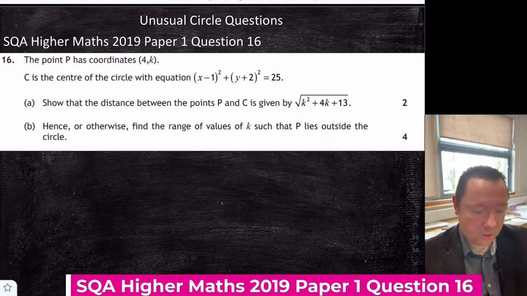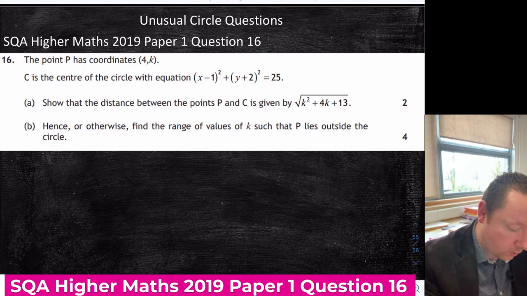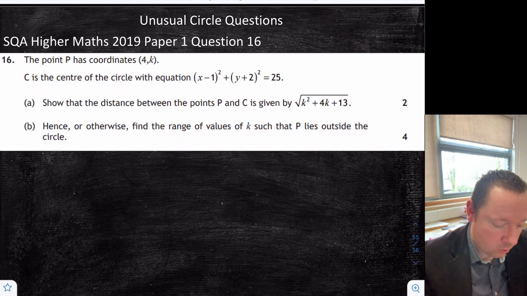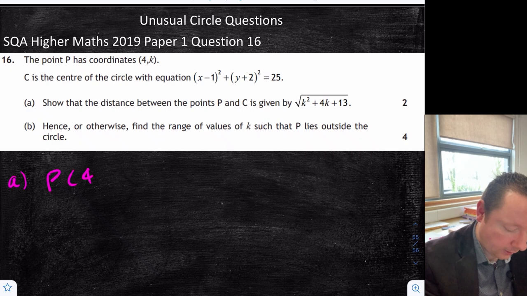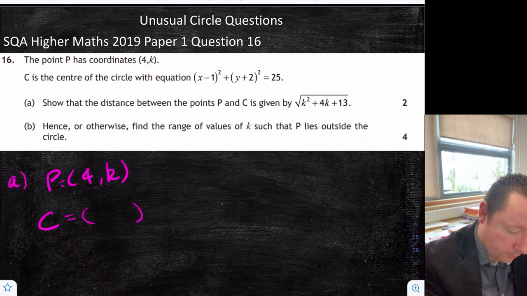Okay, unusual circle questions. SQA Higher Maths 2019 paper 1 question 16 had this one. P is the point with coordinates 4, k and C is the centre of the circle with this equation. Show the distance between P and C is given by the square root of k squared plus 4k plus 13. So part A, we've got our points 4 and k, and the centre of our circle is, let's have a look, 1, minus 2.